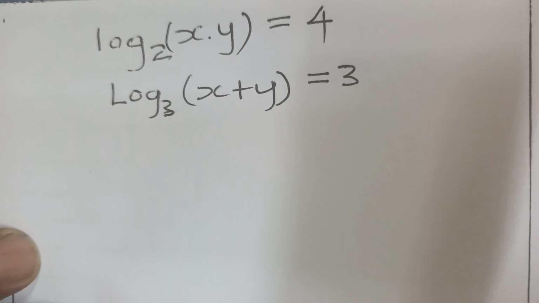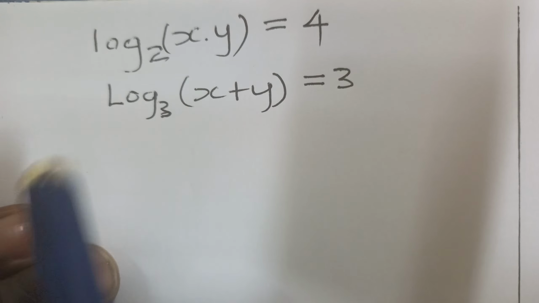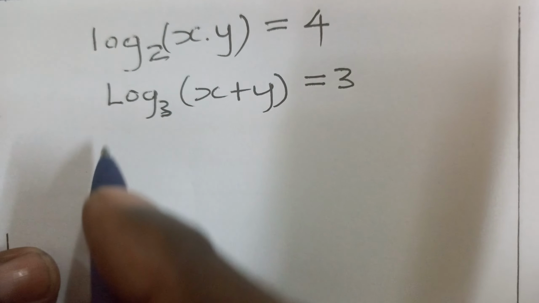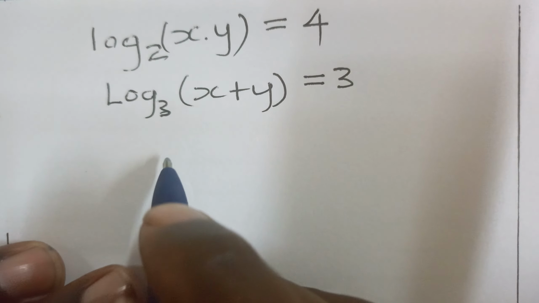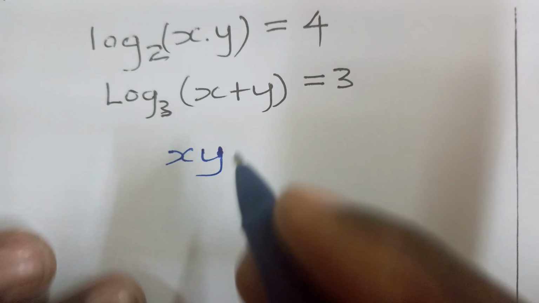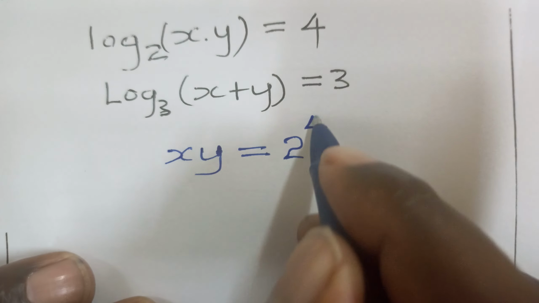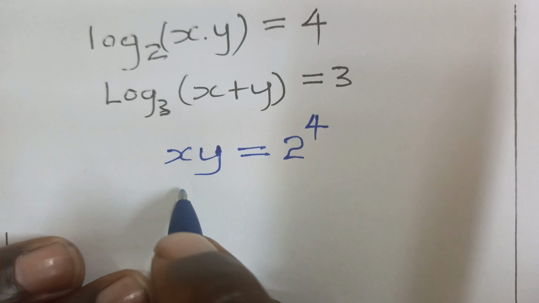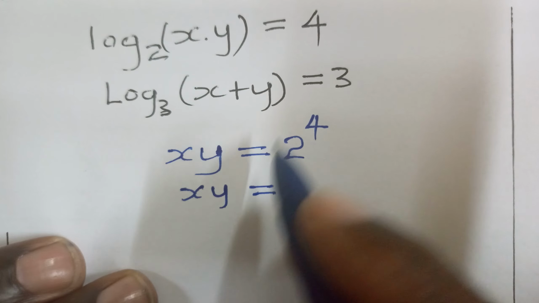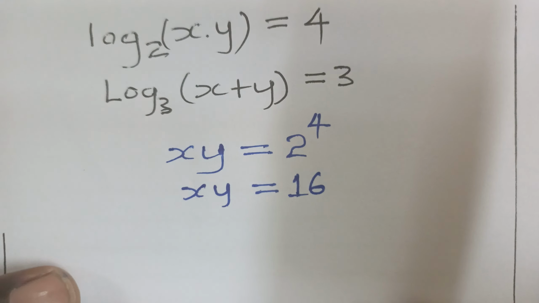The first thing we are going to do is convert these logs into indices. So the first one, we are going to have log xy equals 2 raised to 4. And so therefore, this is going to be xy equals 16, because 2 raised to 4 is 16.